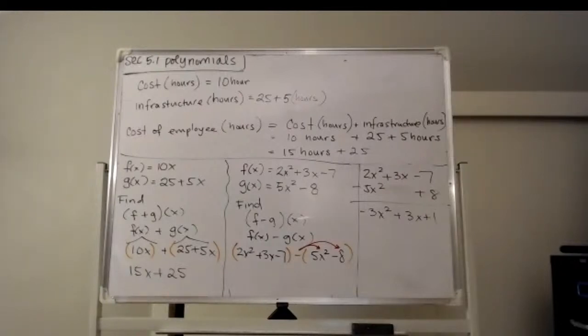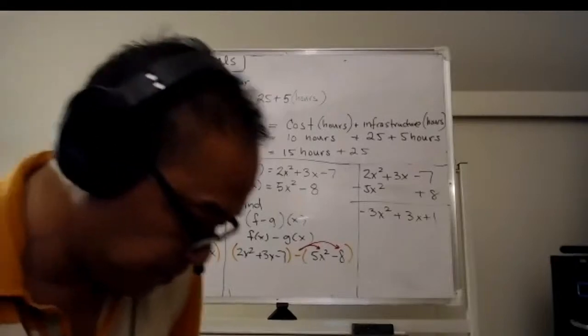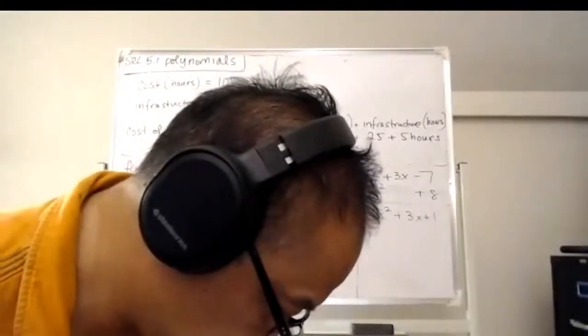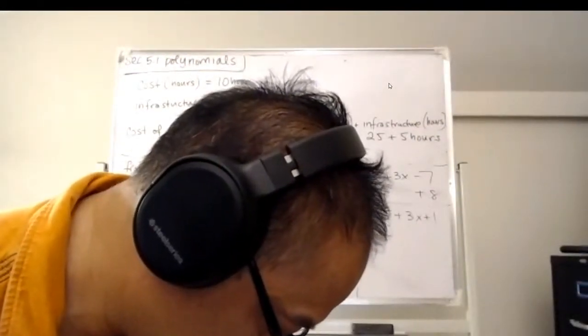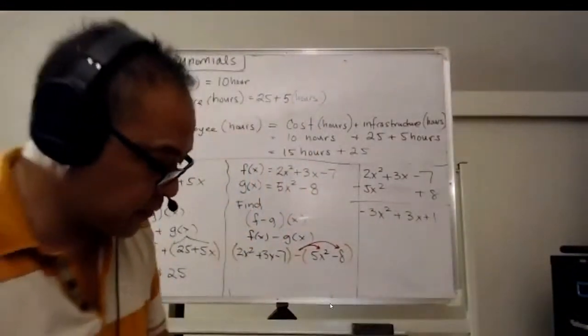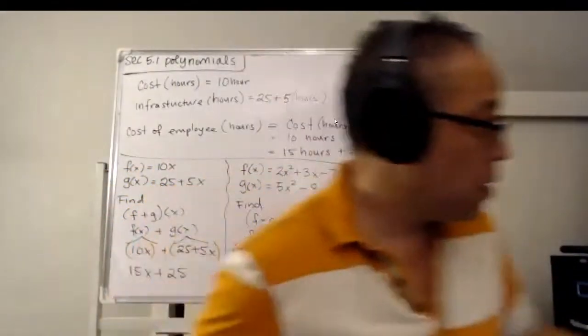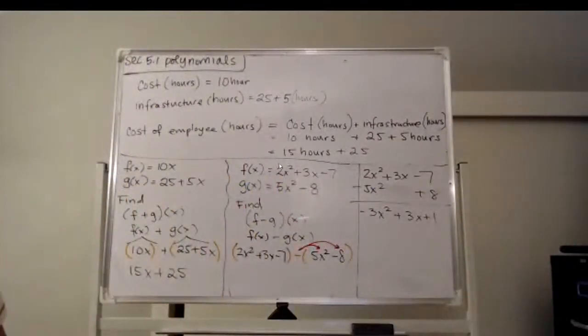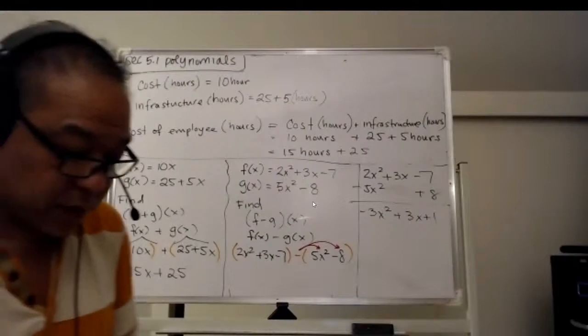Okay. Let's go to section 5.2. Okay, so 5.1 is done. Let's go to section 5.2. And we got 15 minutes left, so we're going to start with the weird stuff. So let's start with the weird stuff.